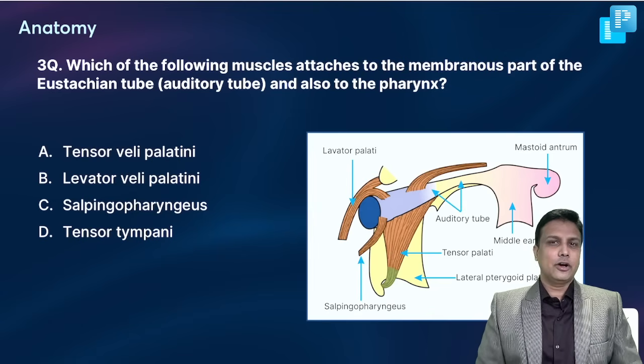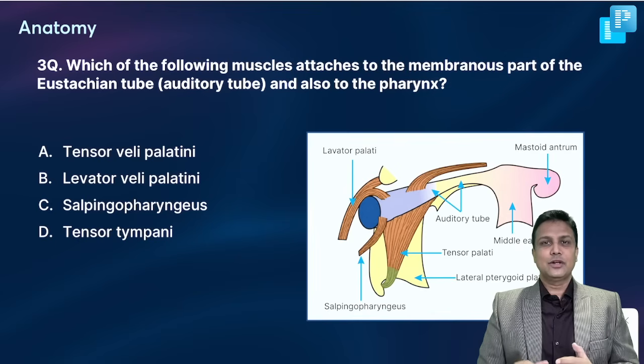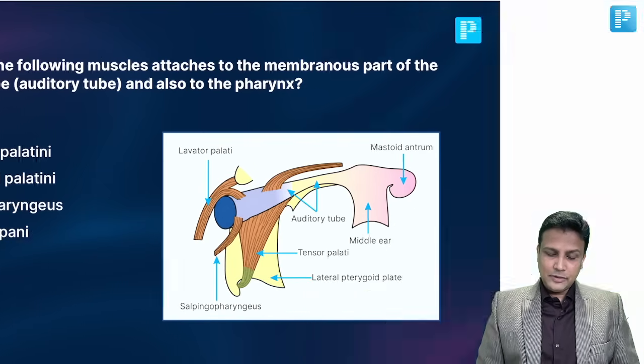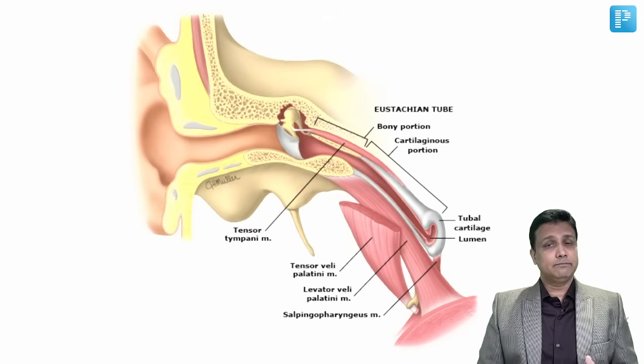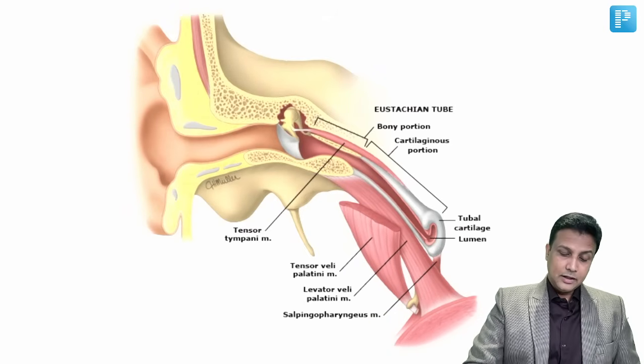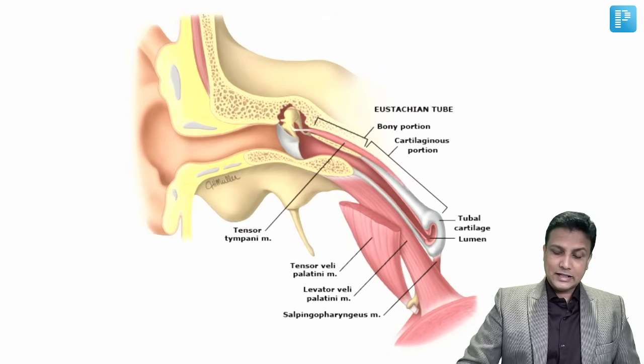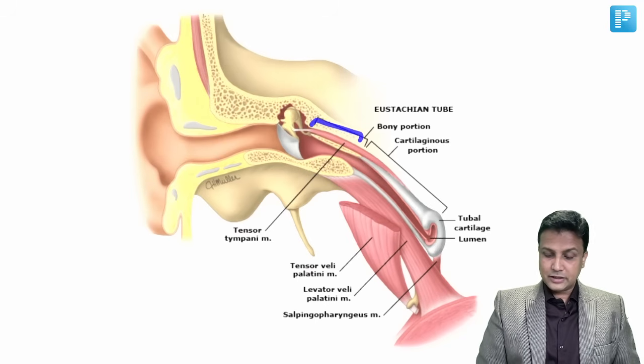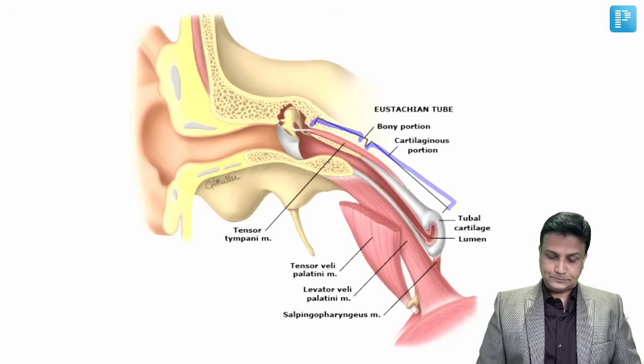Now there is a lot of controversy in this question. Many of the students are recalling in different languages. First of all, let me show you this image here. In this image, many of the things will be very much clear. We are actually able to see the Eustachian tube here. The Eustachian tube, of course, has this bony portion as well as the cartilaginous part.